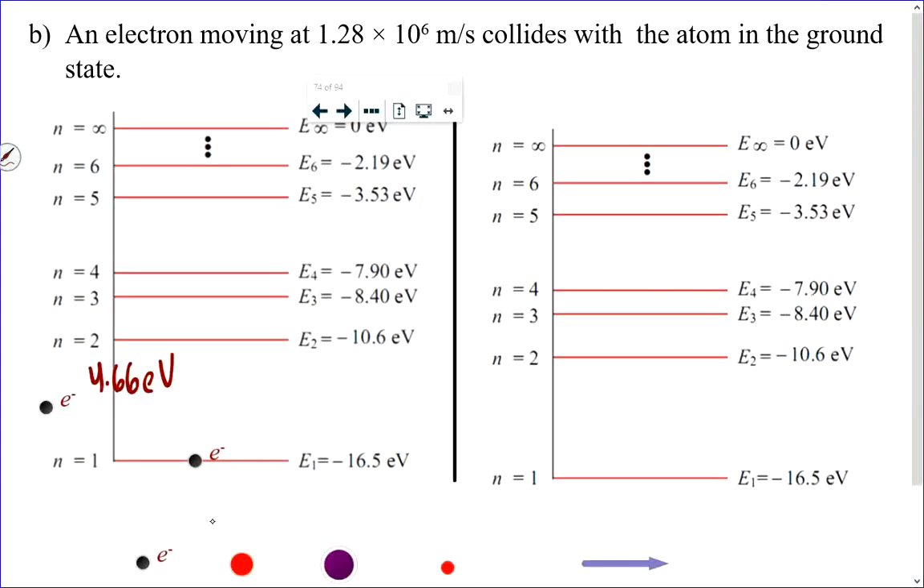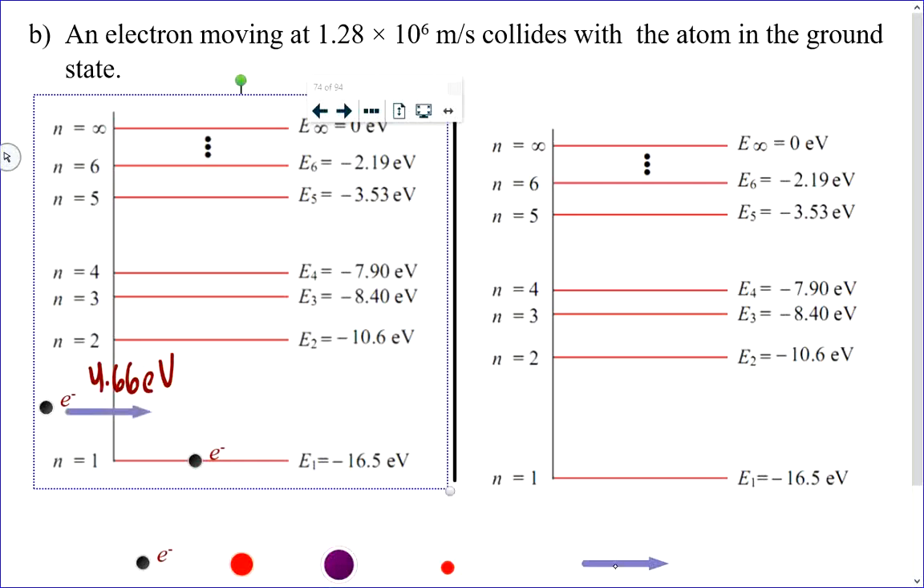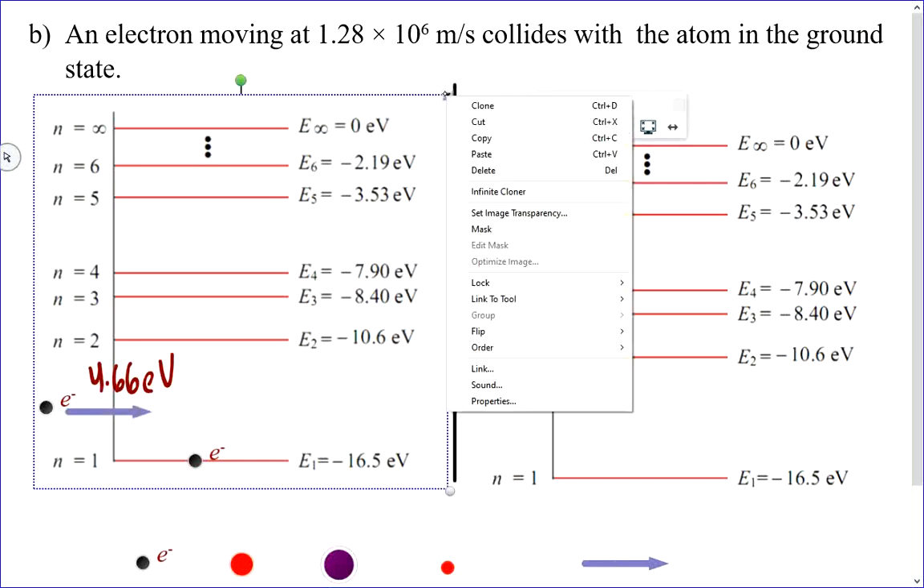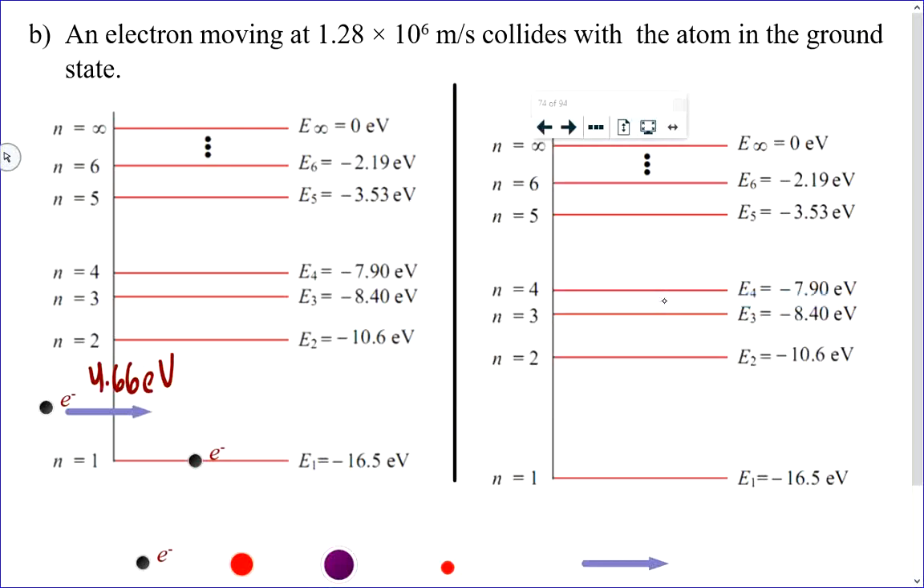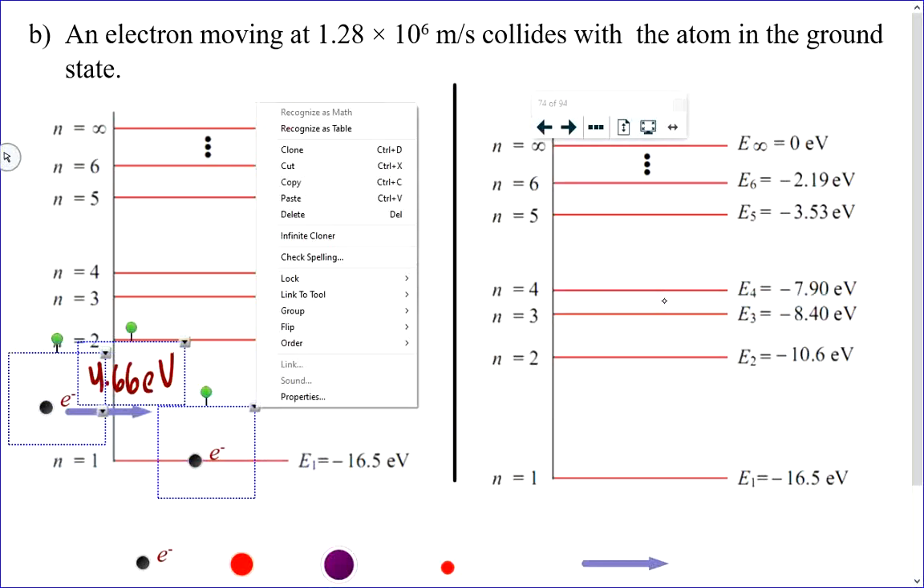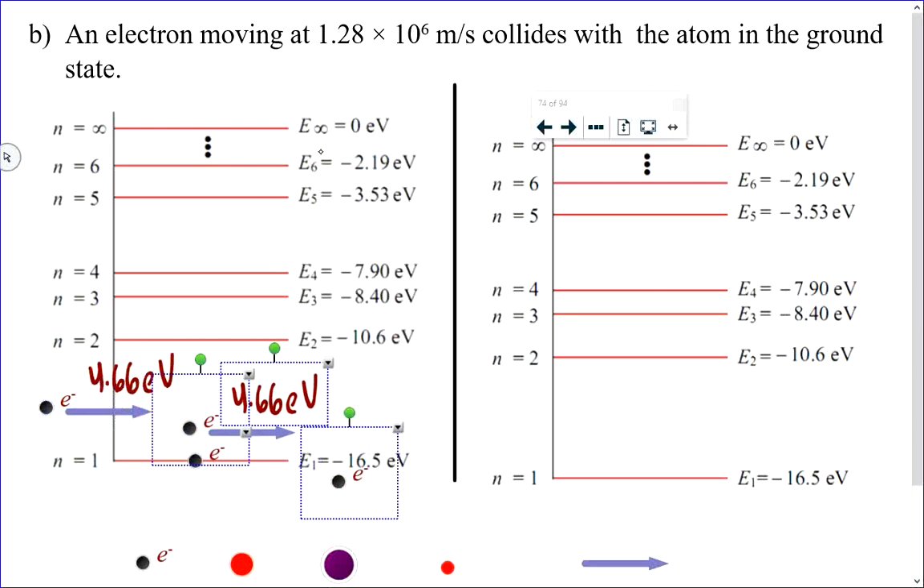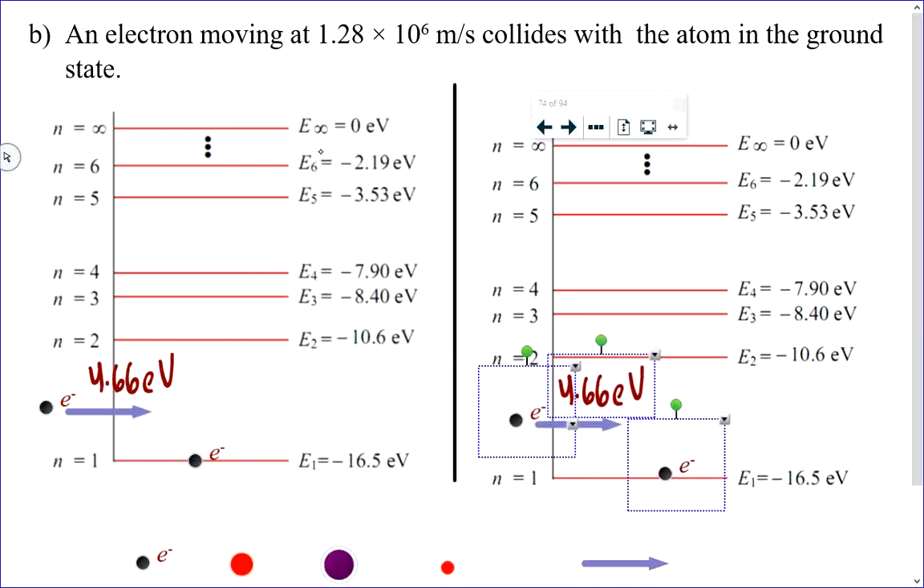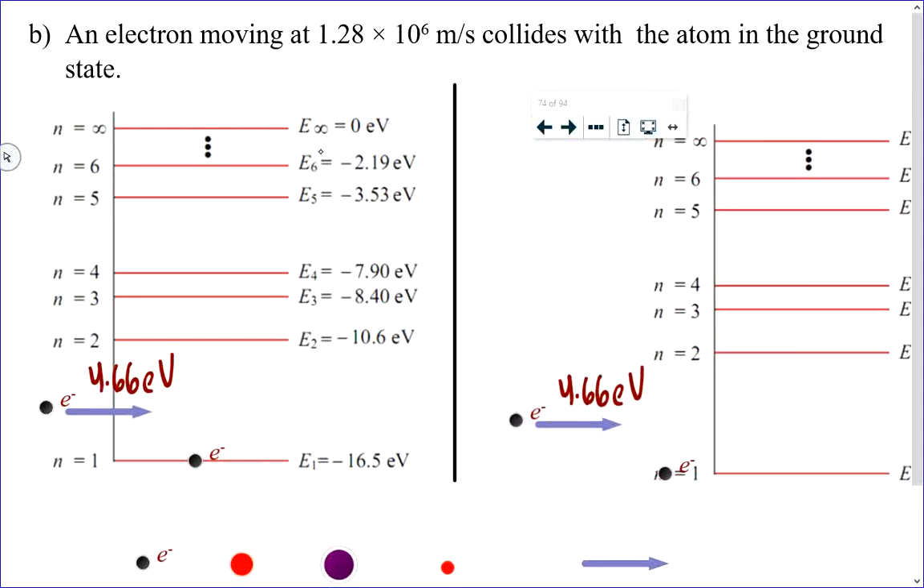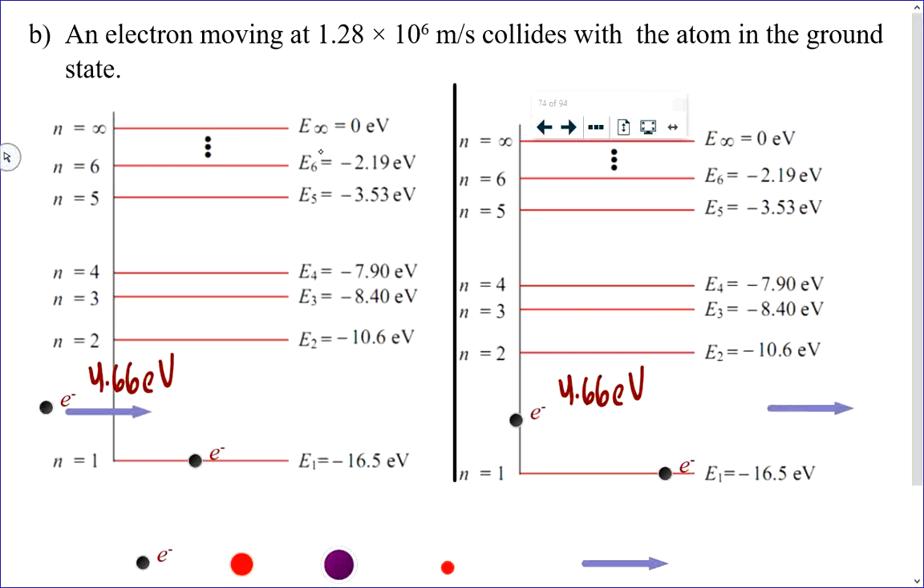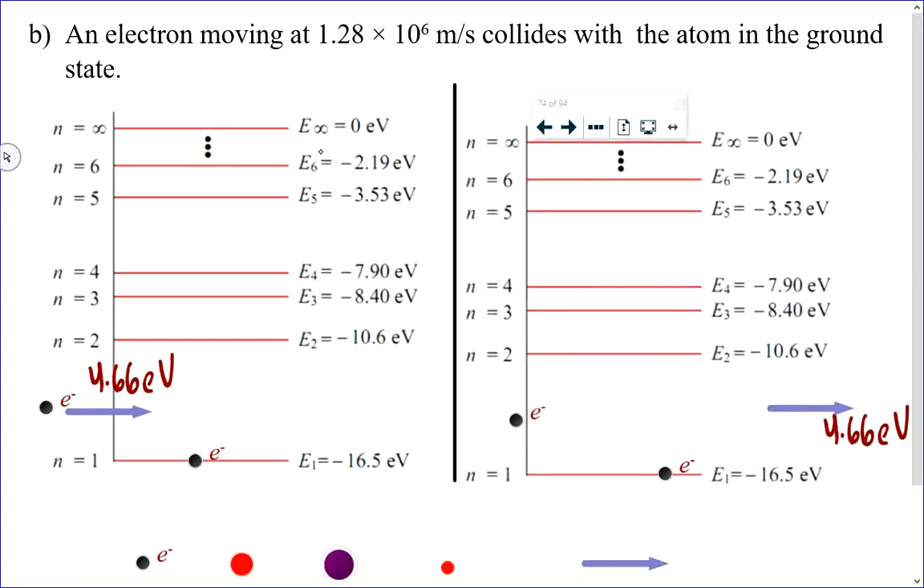Well, this is actually very easy to answer. You know, I don't want to say nothing happens. There's got to be some collision between the electron and the atom. But no transfer of energy happens. It's impossible.